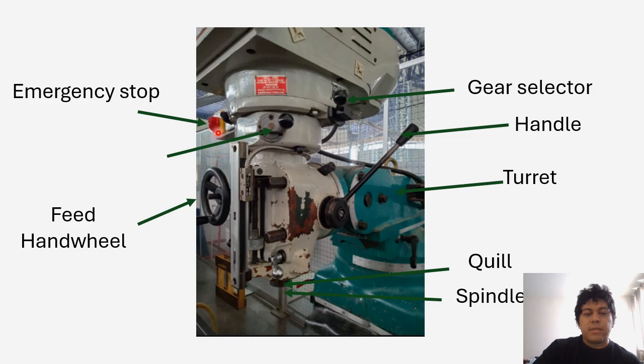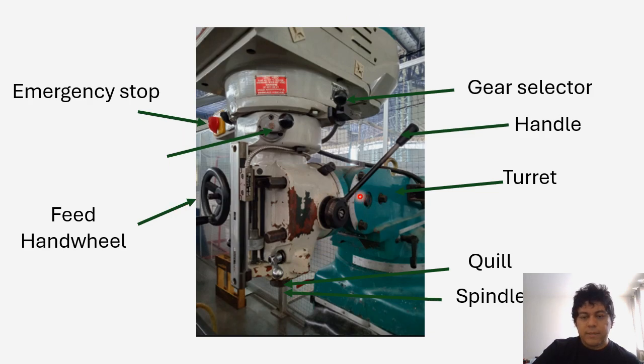Like I said before, this red button is named the emergency stop. Then we have the handle. This handle is going to bring the spindle down, which is going to hold the cutting tool, so you can go ahead and drill all the way through the material. This green part that is holding the top part or the head of the machine is called a turret. So pretty much it's going to be holding all this part.